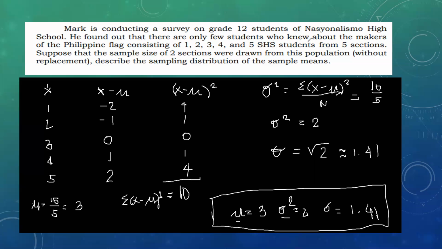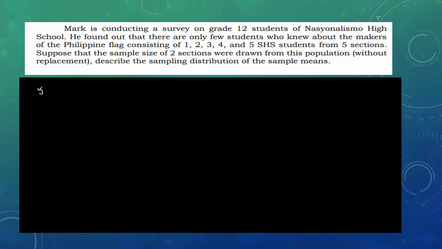Tandaan natin, sabi dito, there are 5 sections, pero sample size, 2 section lang yung kukunin. So ibig sabihin, this is our N, this is our population section, and this is our sample section. So that's 5C2. So tingnan na natin to. So in that case, we'll be having 5 combination of 2. The 5 combination of 2, that will be 10 samples. So we'll be having 10 samples.